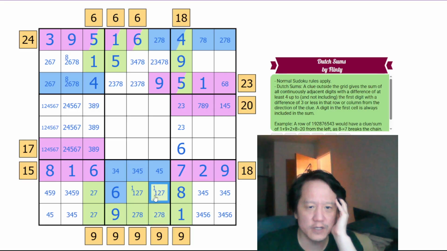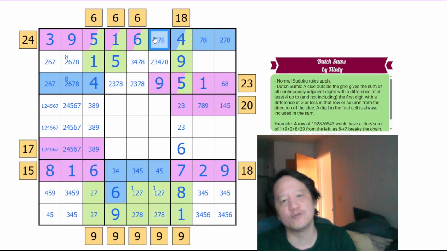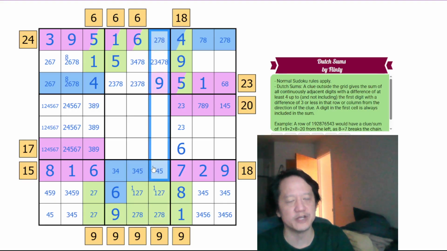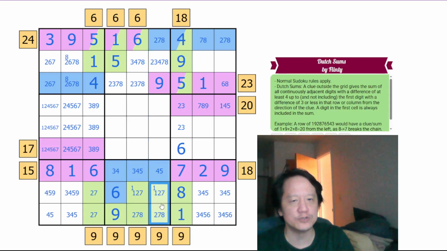This is 1, 8 or 2, 7. If this is 2, 7, that would force this to be 8. So we can eliminate 8 from the rest of the column, because if this is 1, 8, obviously we eliminate 8 from the rest of the column. If this is 2, 7, that forces this to be 8, which eliminates 8 from the rest of the column. So either way, this cannot have an 8.